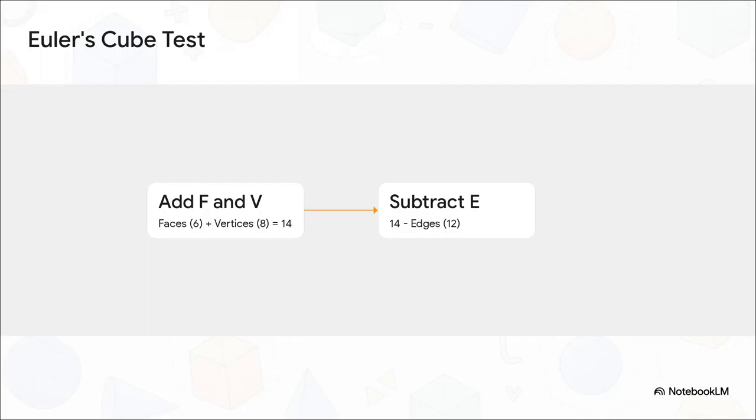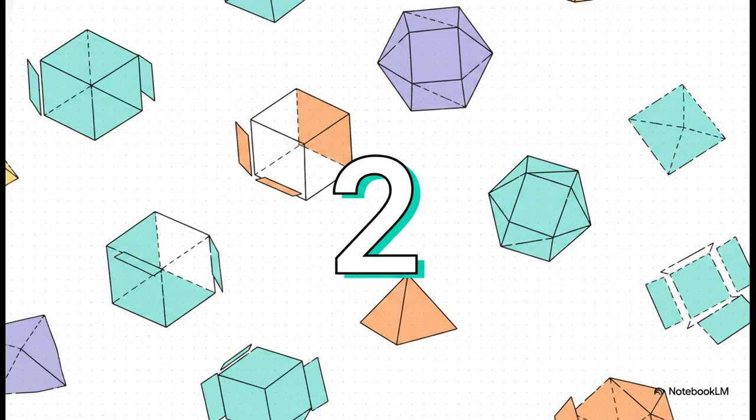We are going to test this out using our trusty cube. Remember its anatomy from earlier? First, we take the cube's 6 faces and we add its 8 vertices. That gives us 14. Next, we take that 14 and we subtract the cube's 12 edges. So 14 minus 12 leaves us with exactly 2. The math works out perfectly.